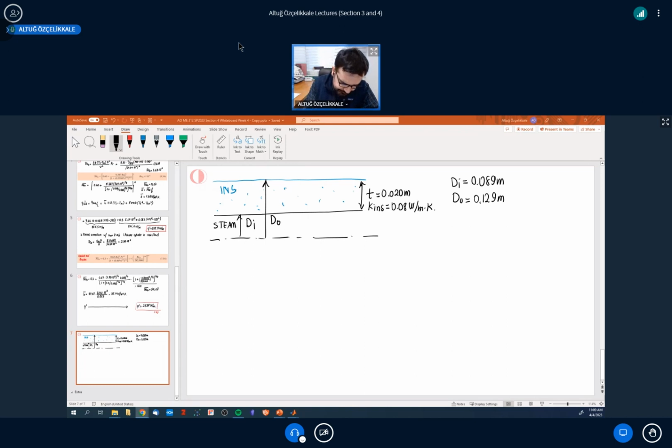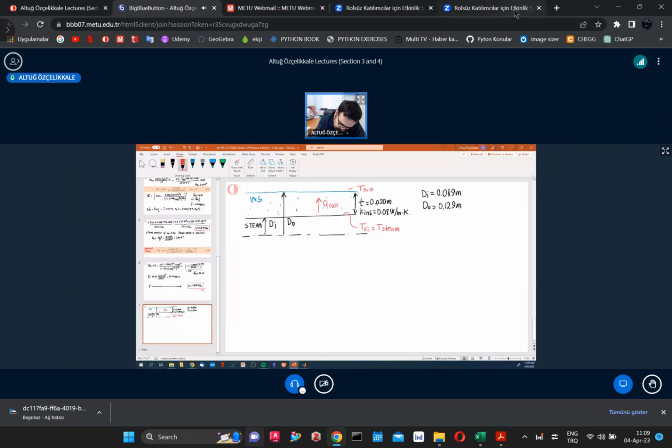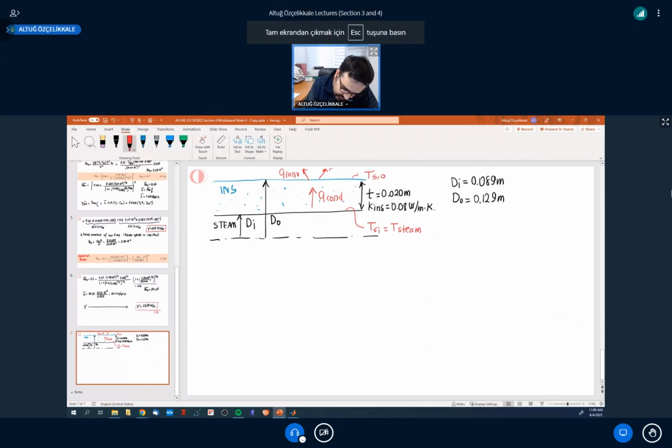Okay, so part C is about adding an insulation layer, where now we can talk about the inner insulation temperature, let's call this TSI, and that's equal to the steam temperature like before. But now we also have an outer insulation surface temperature because there's going to be conduction within the insulation, and then there's going to be convection and radiation from the outer surface of the insulation. We can represent this under steady state conditions.